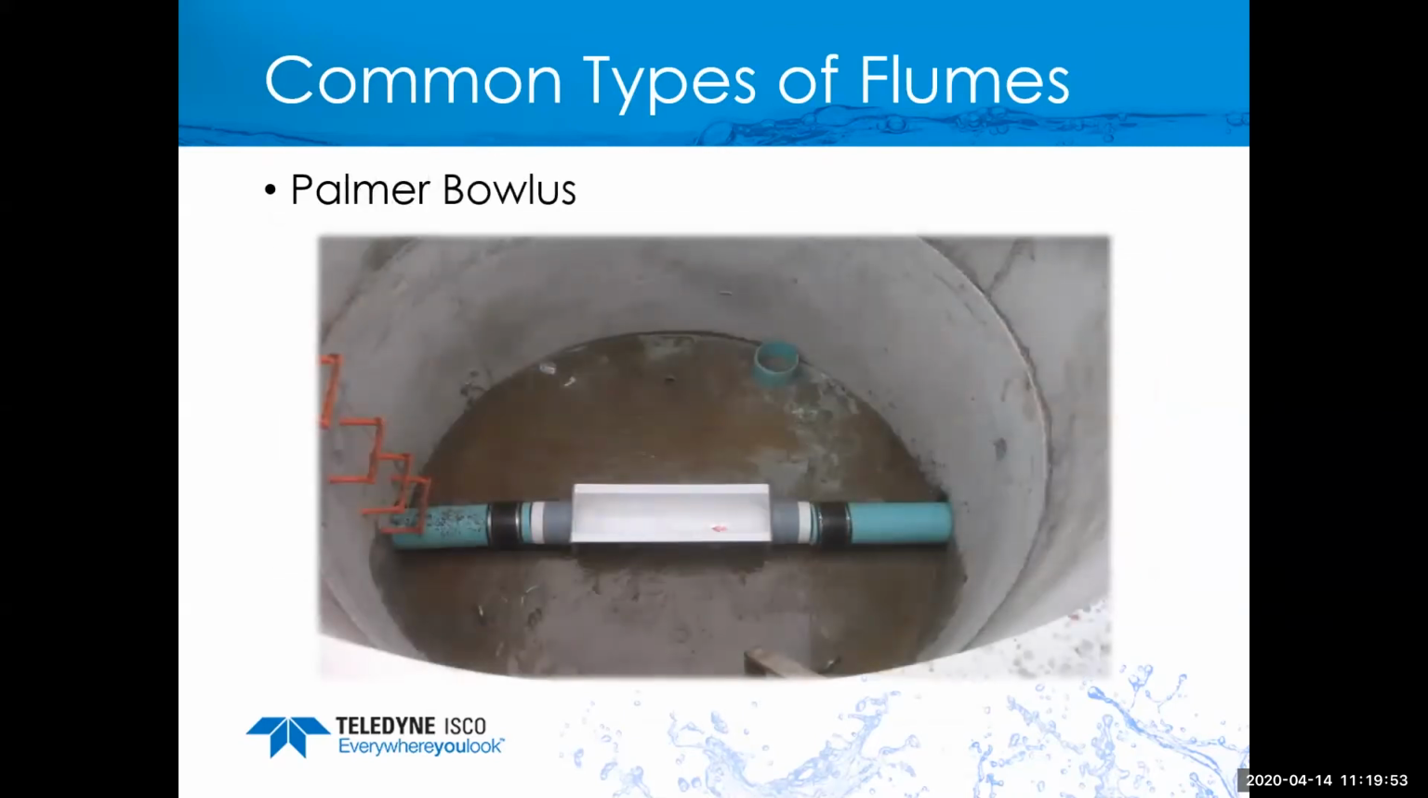Next, we have a Palmer Bowlus flume. The nice thing about Palmer Bowlus flumes is that, like in this example, we have an 8-inch pipe going through there. You can purchase these as an insert. In this case, they cut out a section of pipe and are using couplers to attach the Palmer Bowlus flume into that channel. So it makes a nice, easy installation with accurate flow readings.